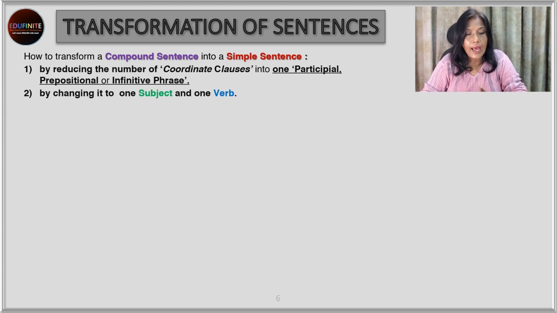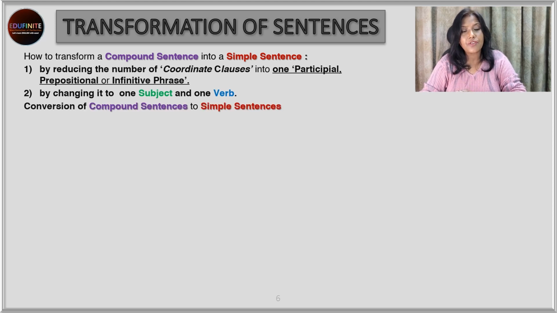Let's see. And by changing it into one subject and one verb. So that's the criteria of a simple sentence. Because in a compound sentence, since there'll be two or more independent clauses, there'll be two or more subjects and verbs, but we'll have to reduce that and just make it into one subject and one verb.